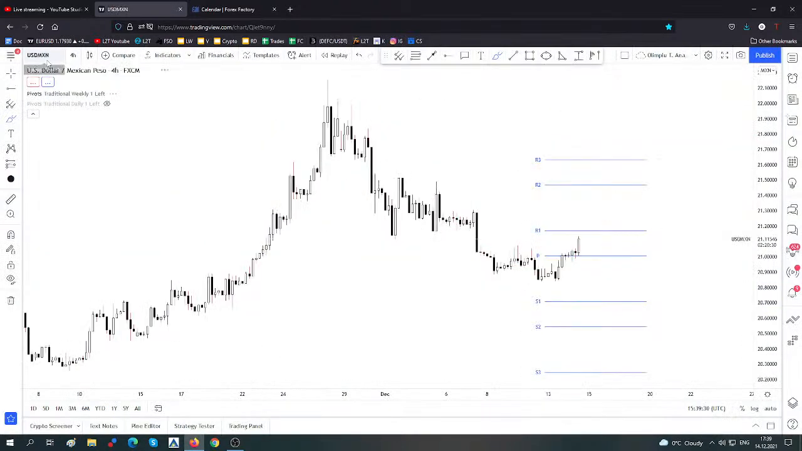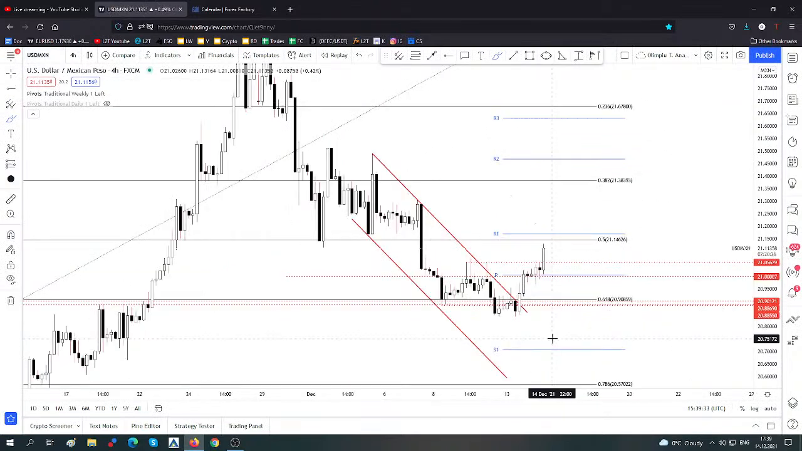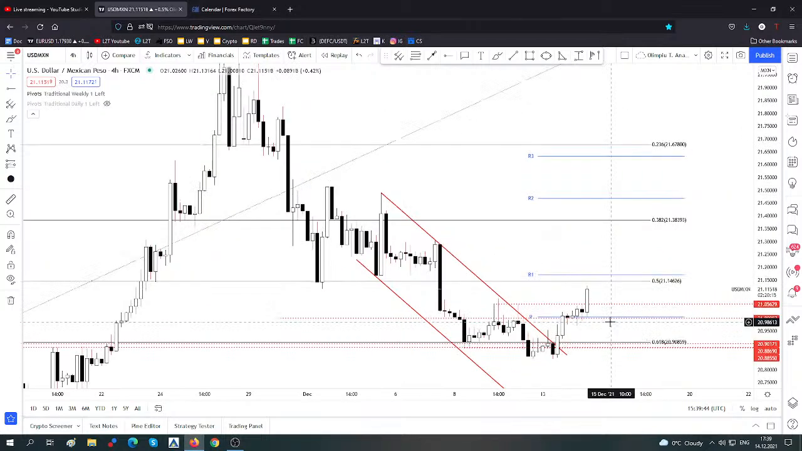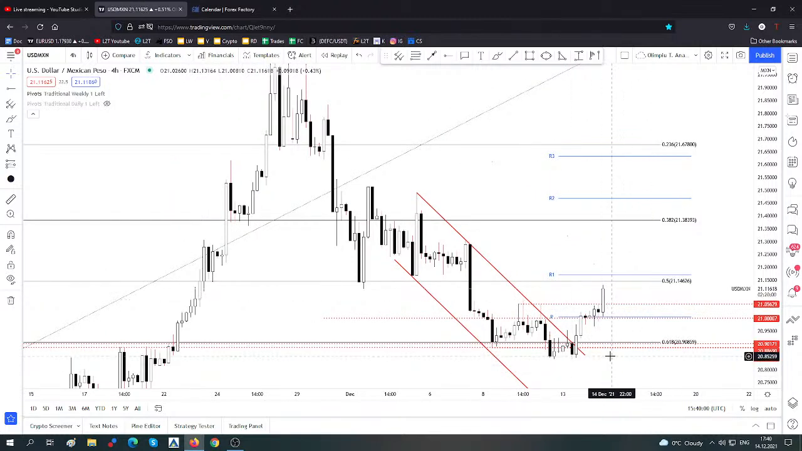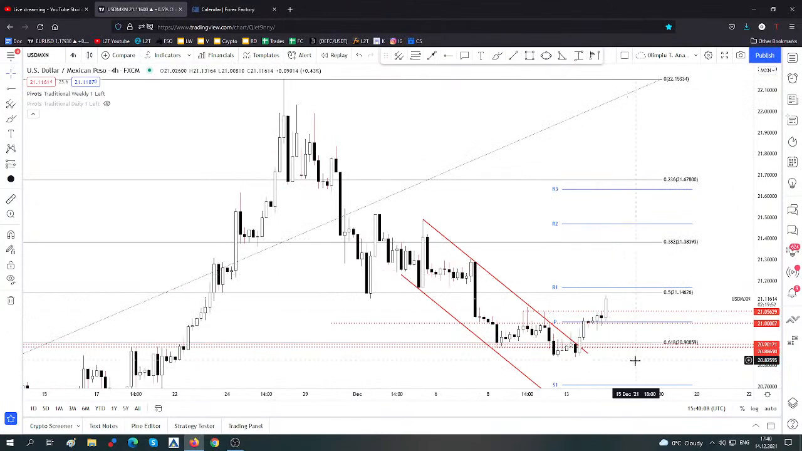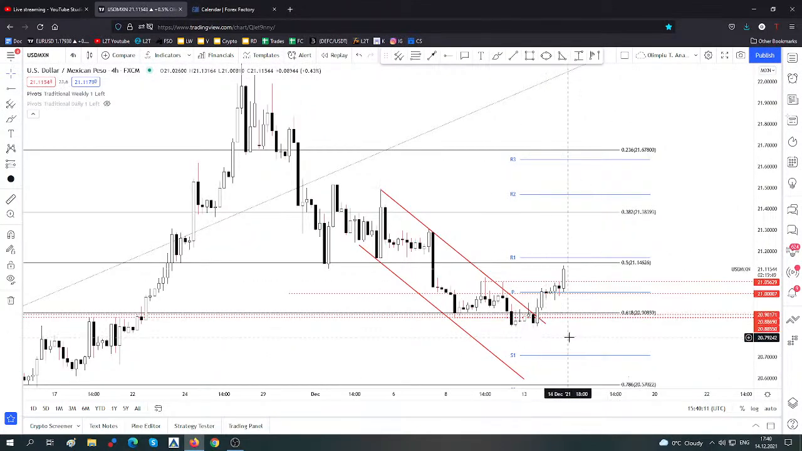US dollar versus the Mexican peso, my trade. I will not show you the setup here, only because my trade was only for the VIP members, but the VIP members already know that my trade got triggered and it runs in profit right now, only because we have that strong rally in the dollar index. So good trade here. I talked about something like this in my previous analysis, the potential new leg higher if it stays above the 61.8 retracement level.